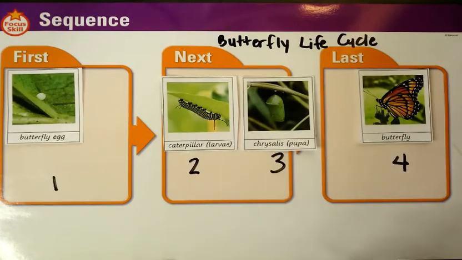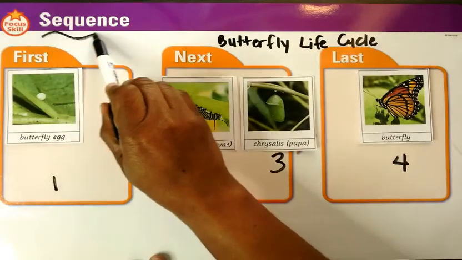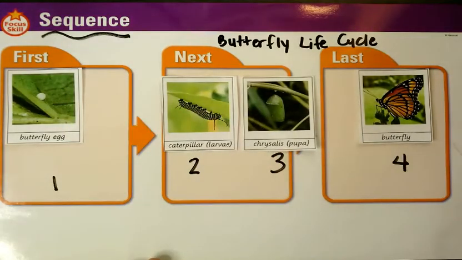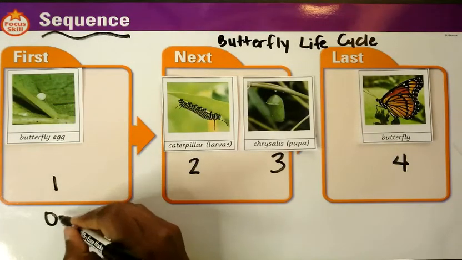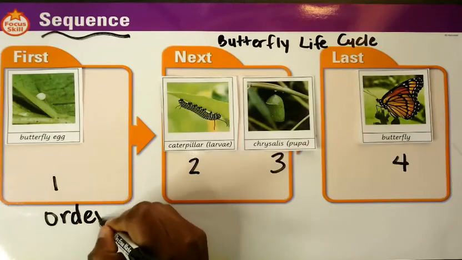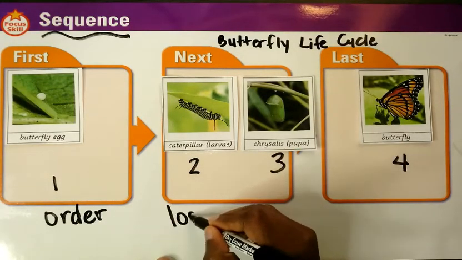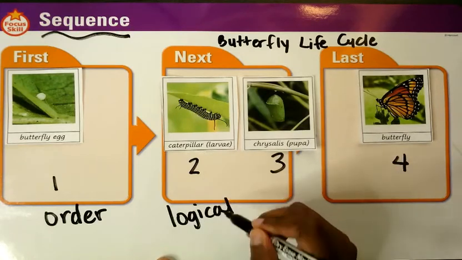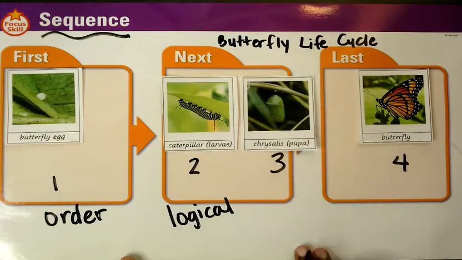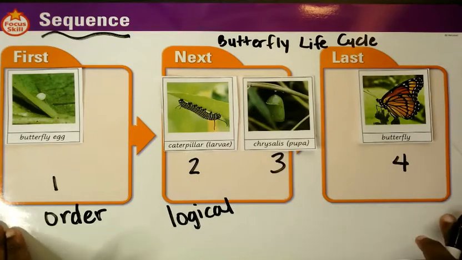Today we learned about sequencing. When you have something in sequence, it means it goes in order, sequential order, logical order. It happens in a way that one step cannot happen before the other.